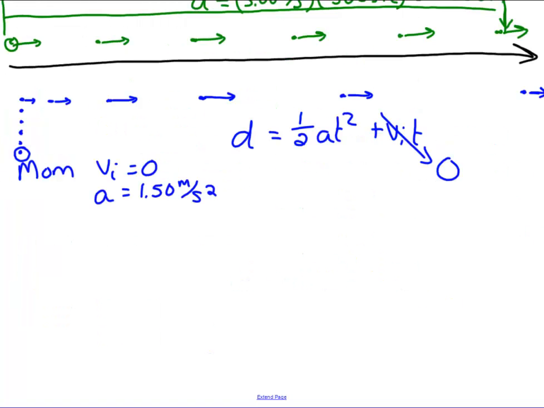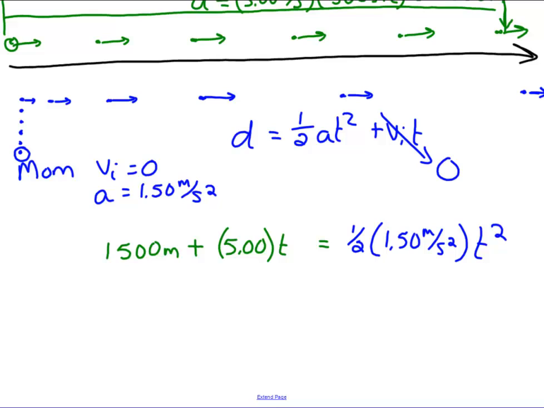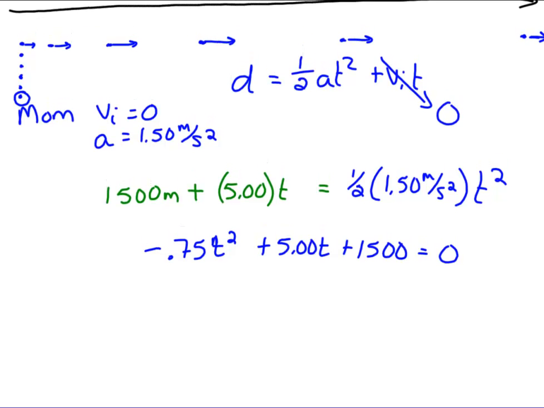So for Bill, we have 1,500 meters plus 5 meters per second, his speed, times t, and Mom is going 1/2 acceleration. Her acceleration is 1.5 meters per second squared times t squared. As we did before, we're going to rewrite it in a quadratic equation format, so it'll look like this. Now we have it in quadratic form, and we can figure out what time is. We have time, in this case, equal to 48.2 seconds and negative 41.5 seconds. Again, we have a positive time, negative time.